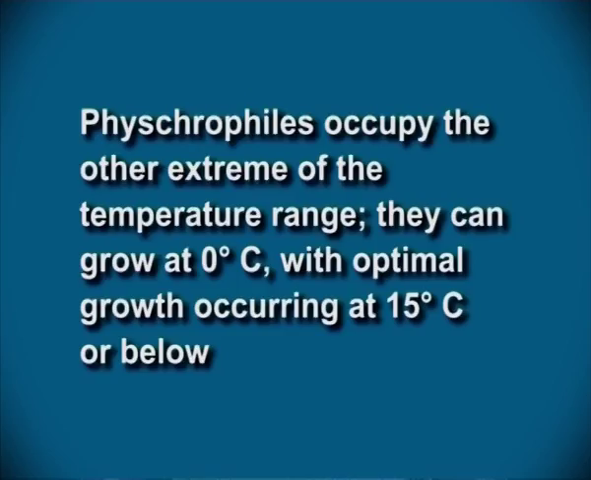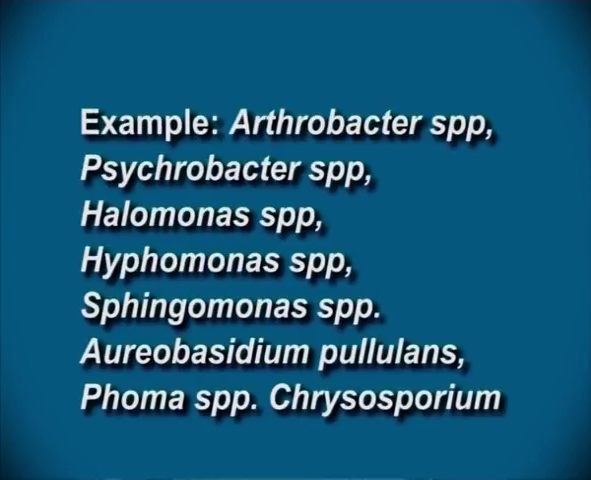Psychrophiles. Psychrophilic microorganisms occupy the other extreme of the temperature range. They can grow at 0 degrees centigrade with optimal growth occurring at 15 degrees centigrade or below. Examples are Erythrobacter species, Psychrobacter species, Halomonas species, Hyphomonas species, Sphingomonas species, Aureobasidium pullulans, Phoma species, Chrysosporium.